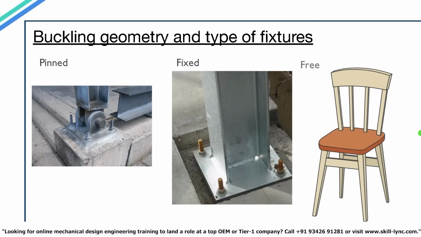The next one is a free end. Well, free ends are kind of self-explanatory. The column is free to move in any direction, and there are no restraints present in it. A good example of a free end column is the legs of a chair. Well, that's it for the theory part. Let's just move on to our software part.